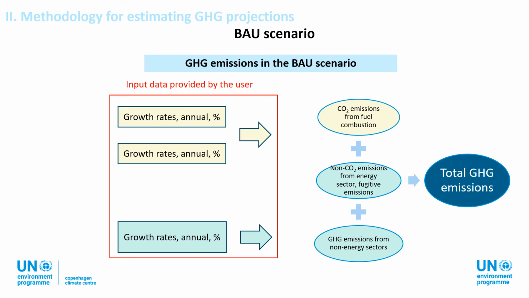Similarly, the GACMO tool estimates total GHG emissions for the business-as-usual scenario as a sum of CO2 emissions from fuel combustion, non-CO2 emissions from energy sector, and GHG emissions from non-energy sectors. In addition to that, it uses growth rates, and these growth rates are provided by the user for various sectors and various fuels. Thus, growth rates are used to make projections of greenhouse gas emissions towards future years, using start year data as a basis.